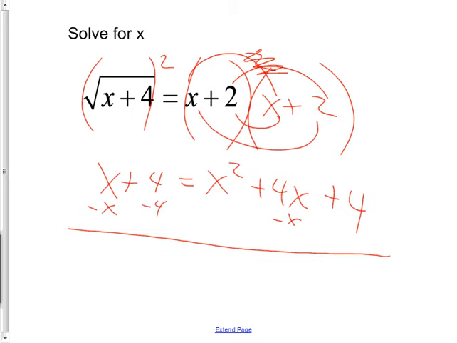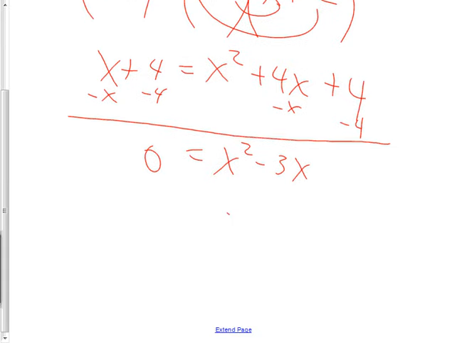And I'm going to subtract 4 from both sides. And this becomes 0 equals x squared minus 3x. I know it's not a normal one, but just see if it'll factor. So 0 equals x, and then what? X, and then what? X plus 3.